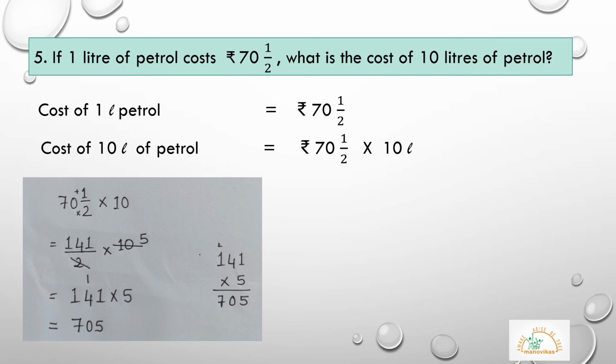Now if you see, 2 and 10 can be cancelled. So 2 1s are 2, 2 5s are 10. What's remaining? 141 multiplied by 5. You get 705. That's your answer. Therefore, cost of 10 liters of petrol is equal to rupees 705.